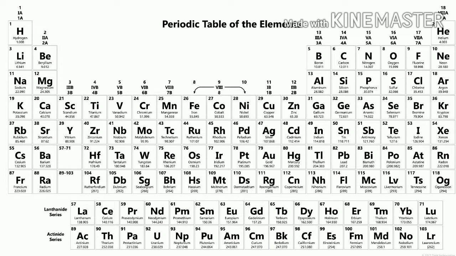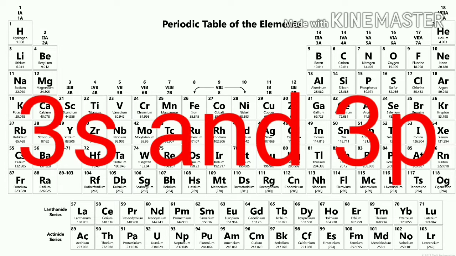Now I will discuss the electronic configuration of sodium. The electronic configuration of sodium is 1s2, 2s2, 2p6, 3s1. Similarly, the electronic configuration of magnesium is 1s2, 2s2, 2p6, 3s2. Similarly, the electronic configuration of aluminium is 1s2, 2s2, 2p6, 3s2, 3p1. From the electronic configurations, it is clear that this period involves the filling of electrons in 3s and 3p orbitals.